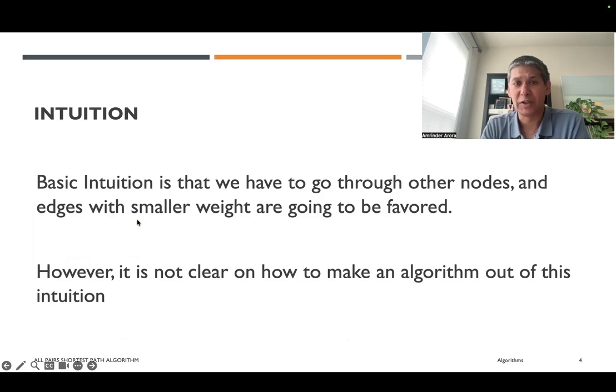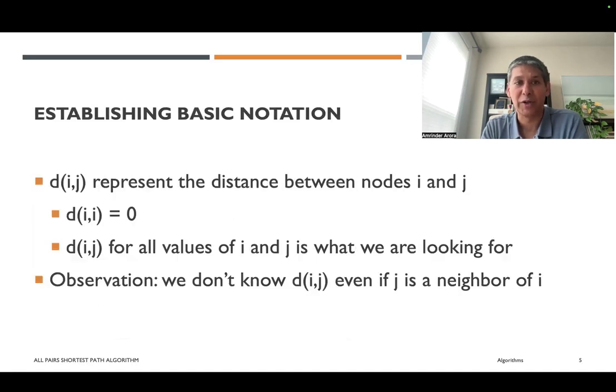Now, of course, our basic intuition is that we're going to have to go through other nodes, and the edges with smaller weights are going to be favored. We are essentially looking for a shortest path. However, it's not clear how to make an algorithm out of this intuition.